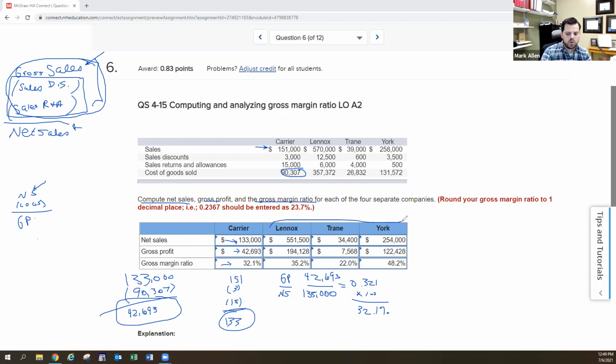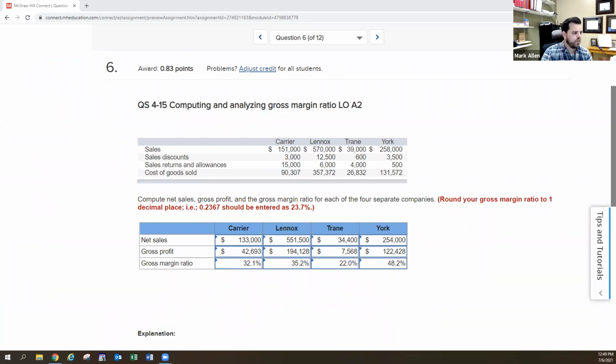And now we'll repeat this process for the next 3. Right, I won't write out how we do this for the second one. I'll just kind of talk through it and point. And it'll speed us up a little bit. I don't want this video to get overly long, but here's how we do this one. For Linux, we'll take my sales, 570, minus 12,500 minus 6. That gives me 551,500. That's my net sales. We will then subtract 357,372. That will give me gross profit of 194,128. I will then take 194,128 divided by 551,500 for 35.2%. And we'll repeat that process, of course, for the last two companies.